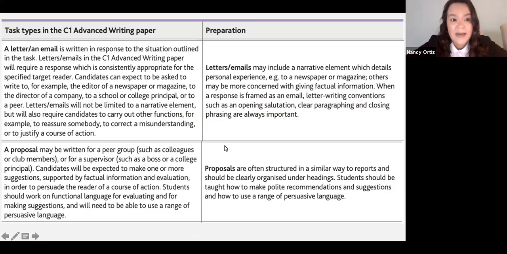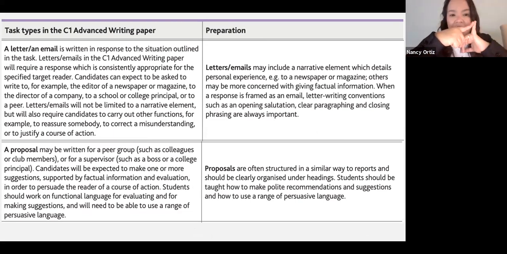There's another type, letter or email. Okay, a letter or an email is written in response to the situation outlined in the task. Letters, emails in the C1 advanced writing paper will require a response which is consistently appropriate for the specific target reader. Candidates can expect to be asked to write, these are tips for you, okay?